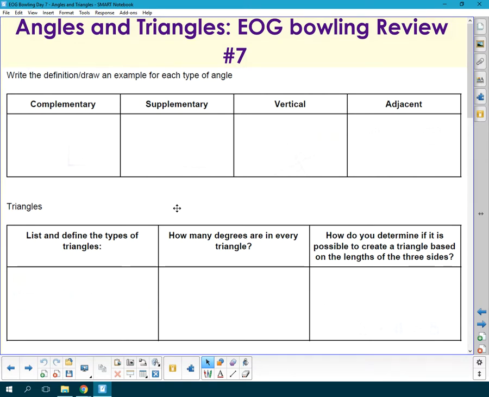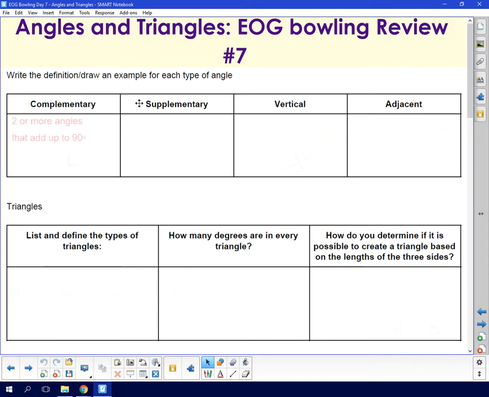We're going to talk about angles and triangles today. These are all things that we talked about in Unit 7 way back in about March of this school year. The first thing we did was talk about angles. We talked about complementary, supplementary, vertical, and adjacent angles. So we're going to review those keywords right now.